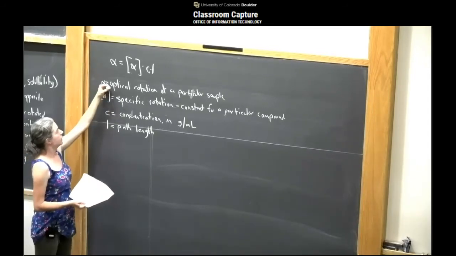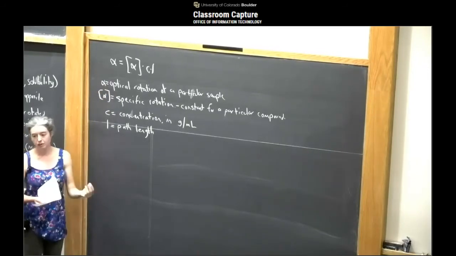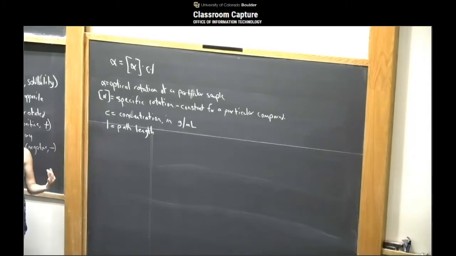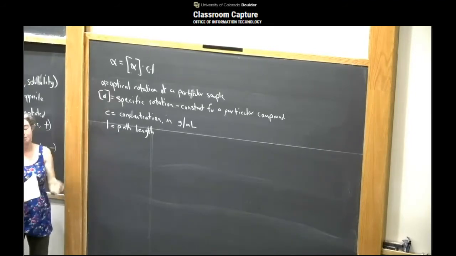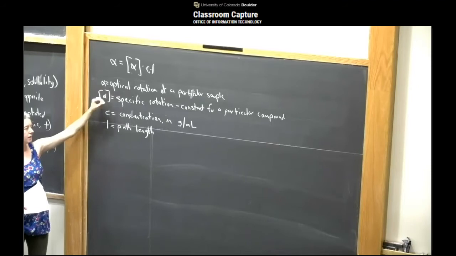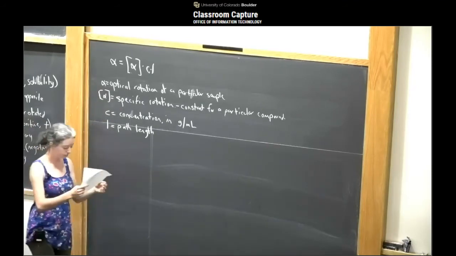Okay, so alpha is what you're actually measuring with what's called a polarimeter that measures how far the light gets rotated. And it's dictated by how powerful your stuff is, or in other words, how optically active it is, and then the concentration and the path length.